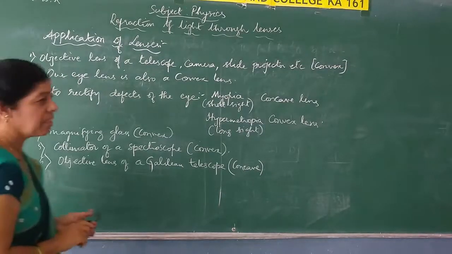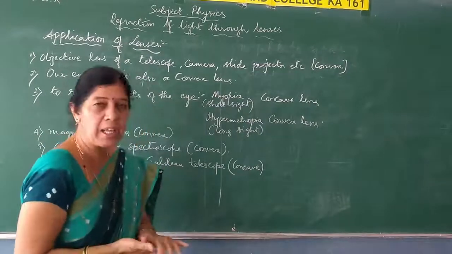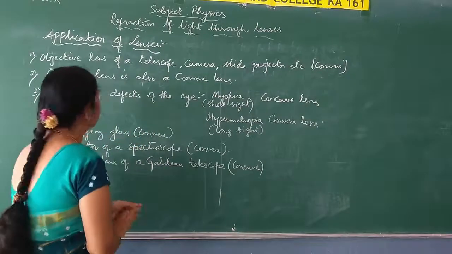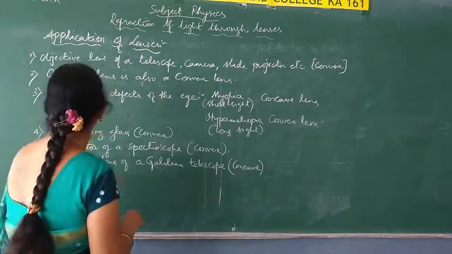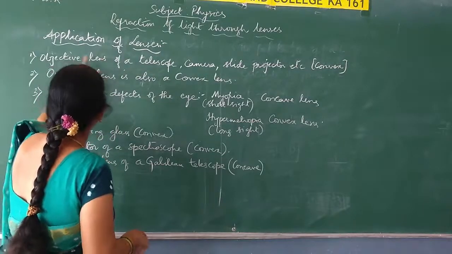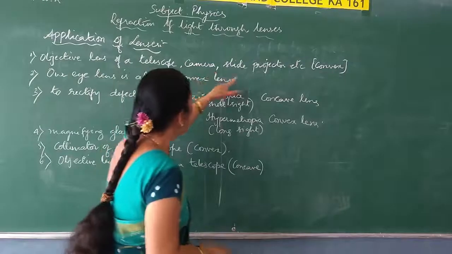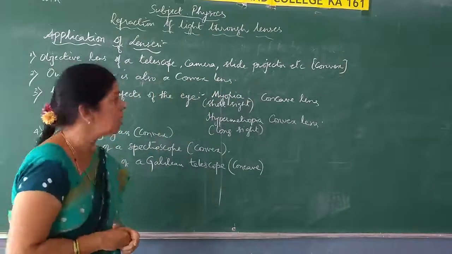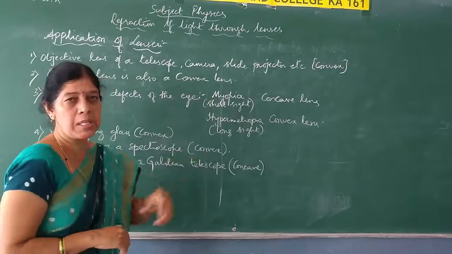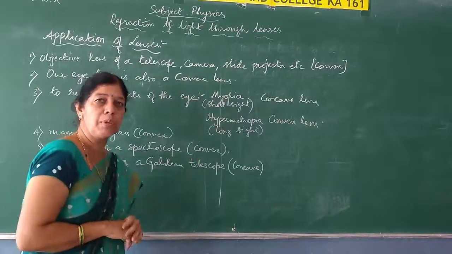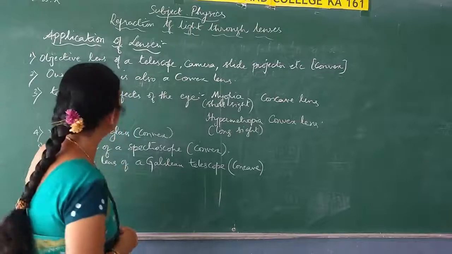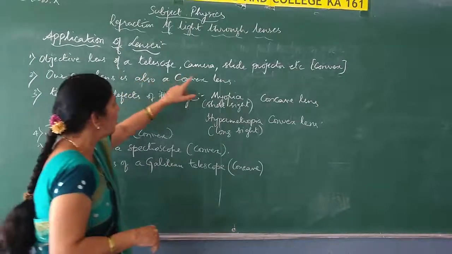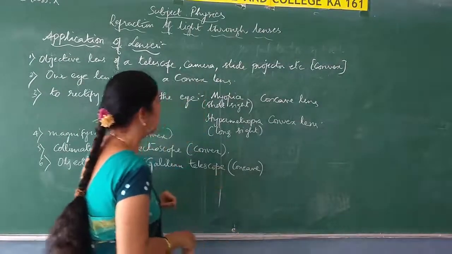Okay children, we shall now discuss some of the applications of lenses. So where are we using lenses in our everyday life? Lenses are used as the objective lens of a telescope, camera, slide projector, etc. In all these optical instruments, what type of lens are we using? Convex lens, because the convex lens will give you real and inverted images. Even in a telescope, a camera or a slide projector.